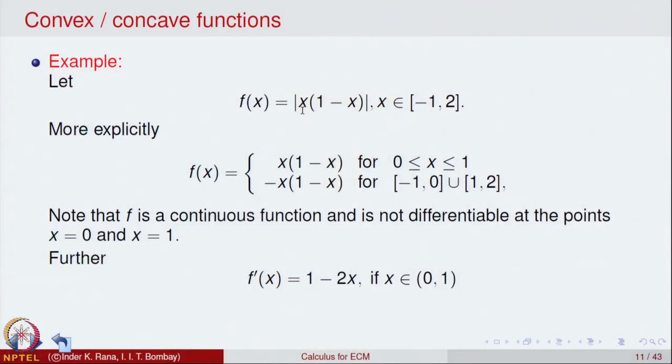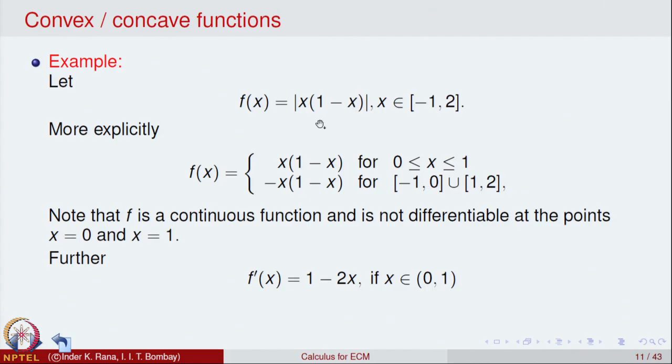So, the function is given as follows. f of x is given as absolute value of x multiplied by 1 minus x for x belonging to the interval minus 1 to 2. So, the domain of the function is the closed bounded interval minus 1 to 2 and the function is defined as the absolute value of x multiplied by 1 minus x.